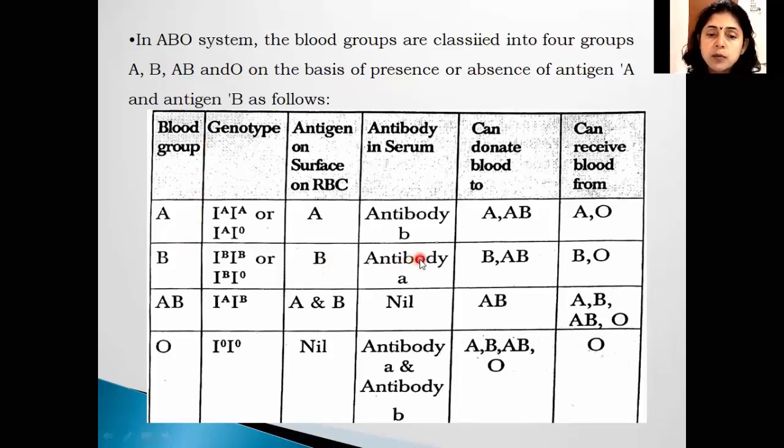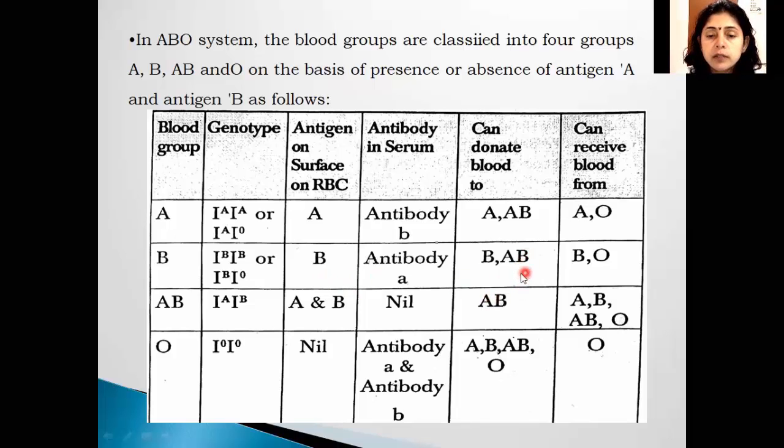So in that, the antibody will be A. As the antigen B is present on the RBCs, the antibody will be A. And here also it can donate the blood to B, B to B, and AB, where there is the combination of B.